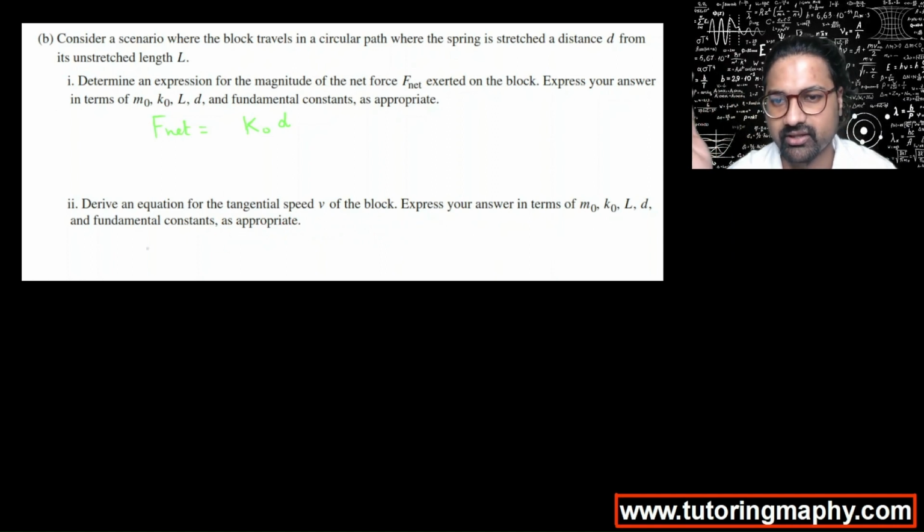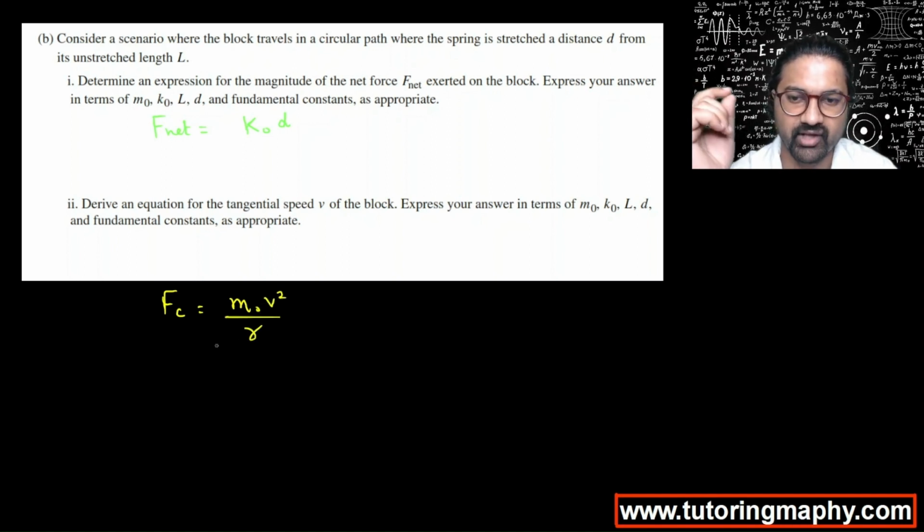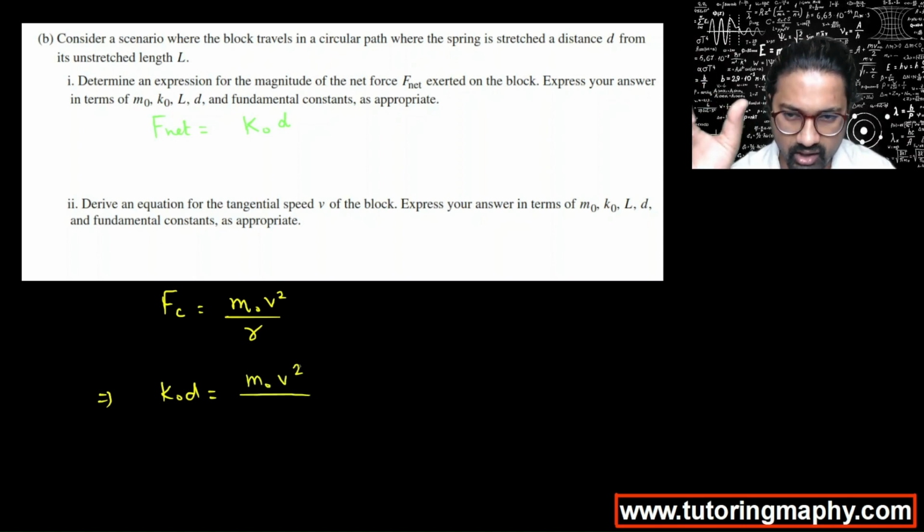Okay, so now we can say that the force exerted towards the center, the centripetal force, is equal to m naught v square over r, where we need to find the value of v. Now Fc is already given as k naught d, m naught is m naught, v is unknown, and r, be careful.